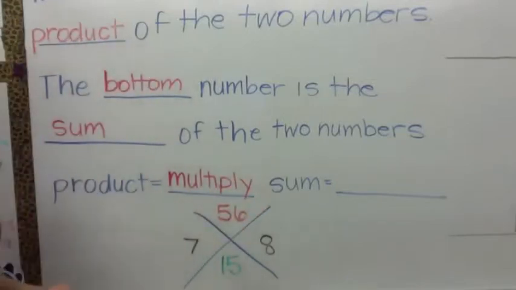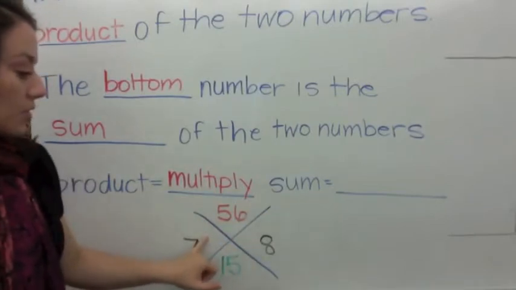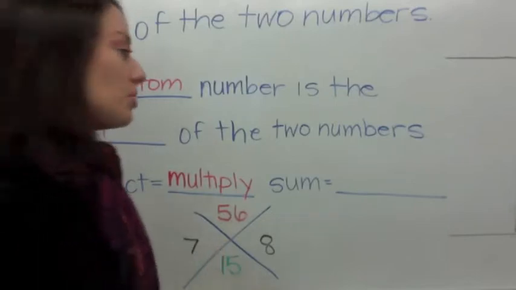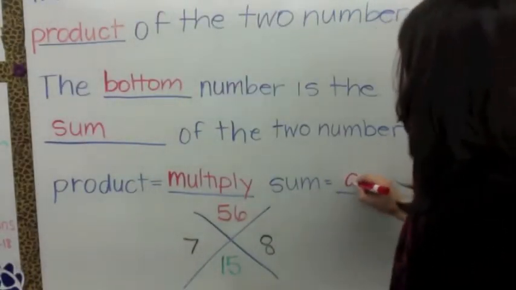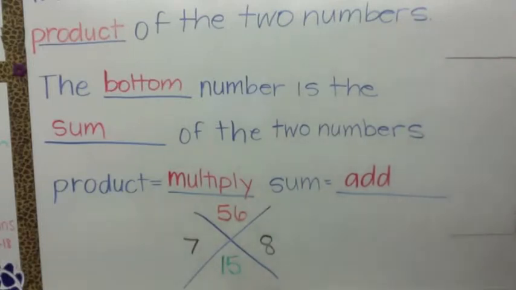Now sum, remember, what did you do to these two numbers to get 15? You have to add them, right? So the sum of two numbers is telling you to add. Okay, go ahead and get that down.